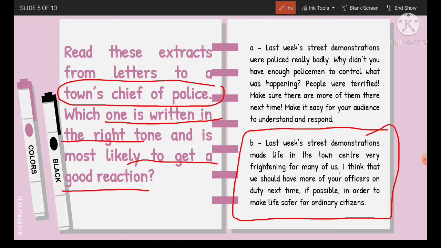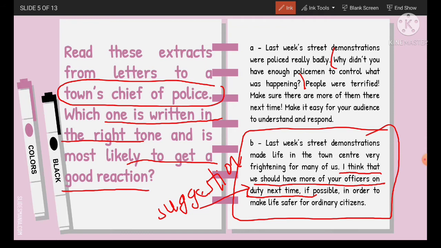I think that we should have more of your officers on duty next time. This is the correct way to give suggestion. Unlike the first one, they ask you in a rude way, why didn't you have enough policemen to control what was happening? So it sounds really bad. So the correct answer is B.